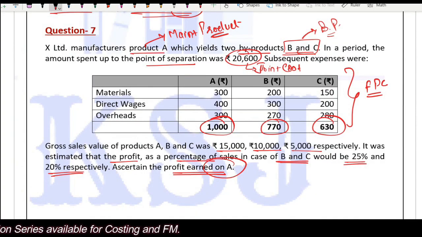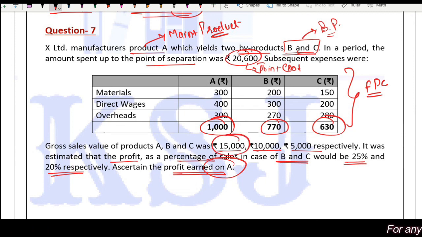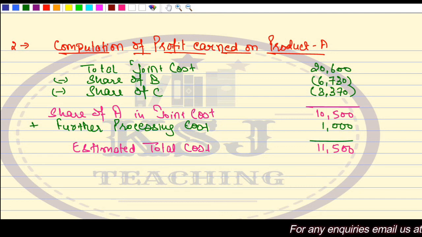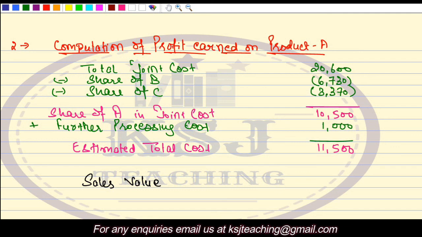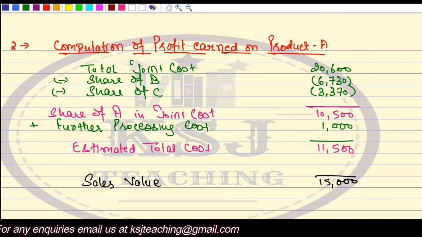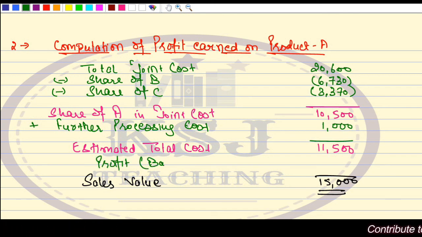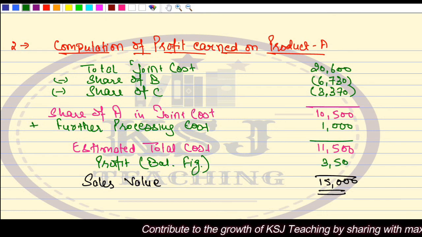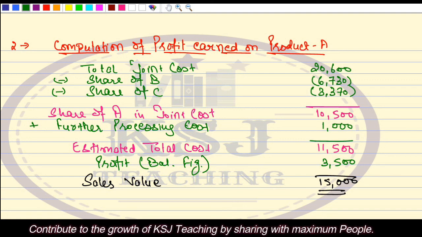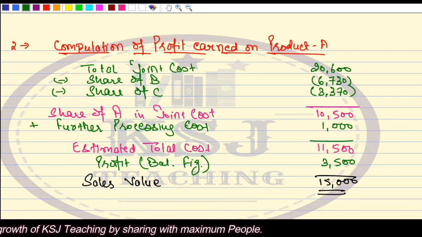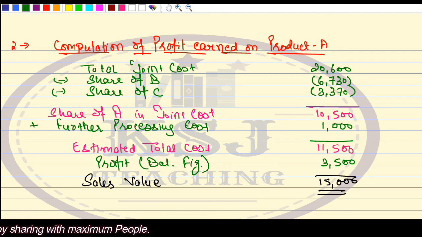Now, let's see in the question. The profit percentage is not given, but the sales value is given, that is 15,000. The sales value is given to you, right? That means the remaining part is your profit. This is your profit, that is balancing figure, right? 3,500. So this was the requirement of the question, to calculate the profit being earned on the product A.